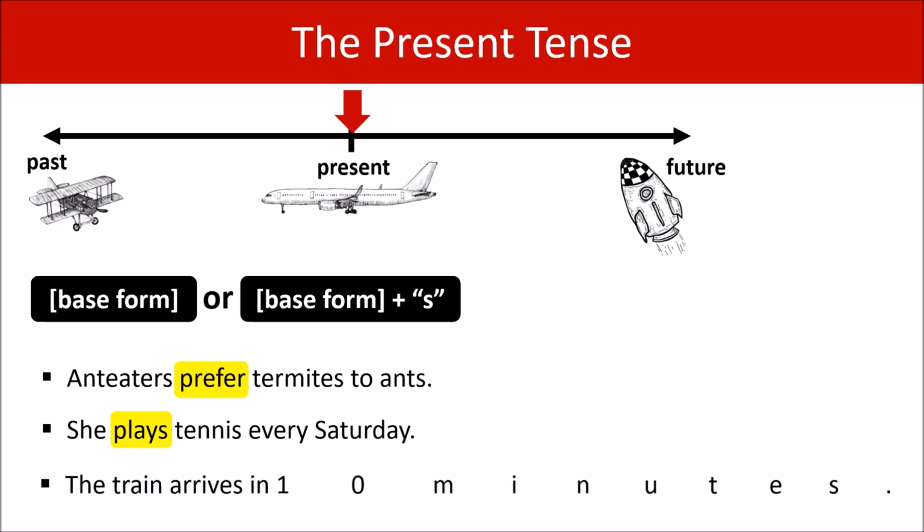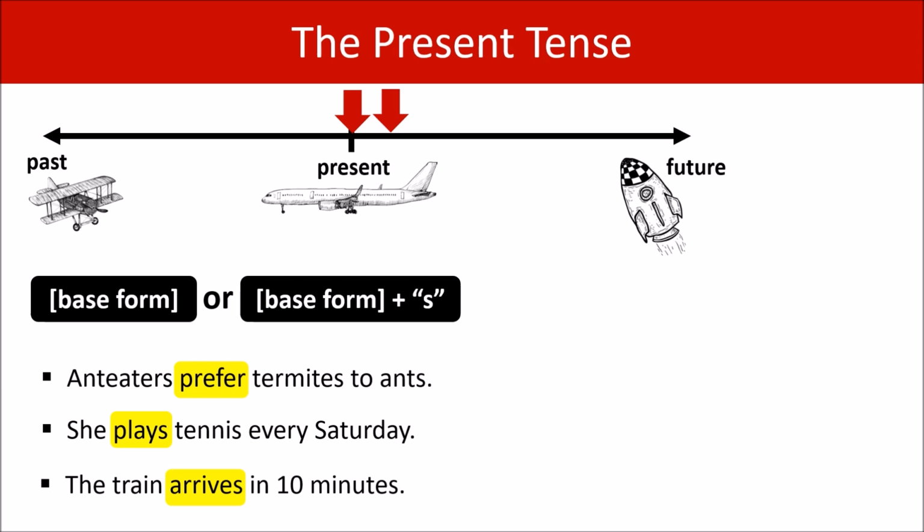But look at this. The train arrives in 10 minutes. Arrives. This is the present tense. But it's talking about something in the future. Look at our timeline up here. Remember we said that the present tense also covers some activities that will happen in the future. Well, this is an example.